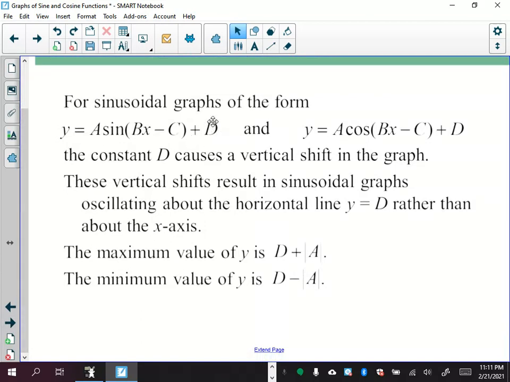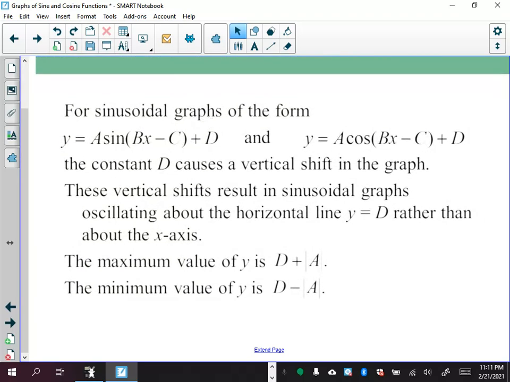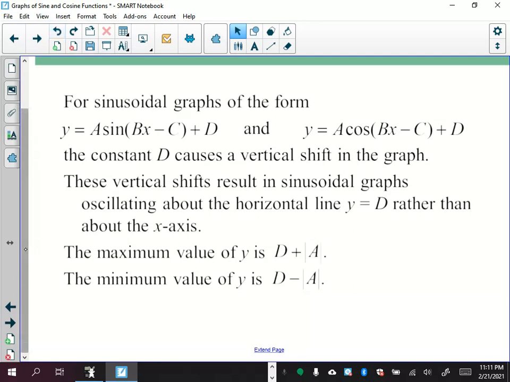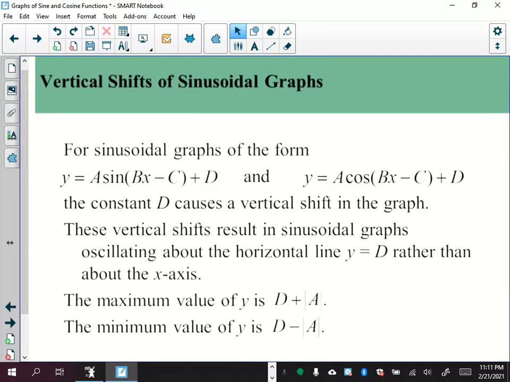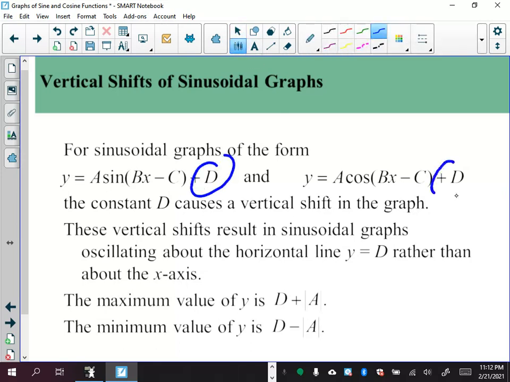D is anything that sits over here on the outside. So what happens is when you have a vertical shift, it's no longer the x-axis. Right now, everything that we've been doing sits on the x-axis. If you have a number that sits out over here, for both sine and cosine, that D value, this here and this here, this becomes your new x-axis.